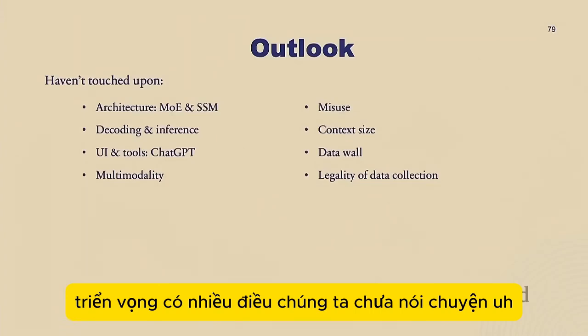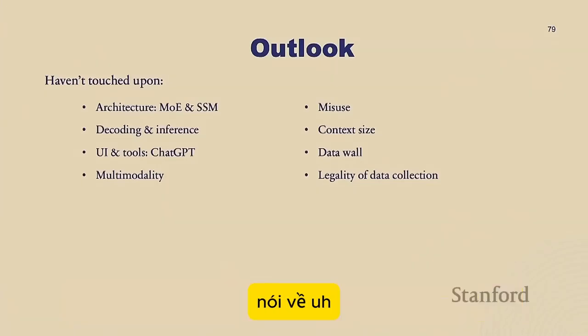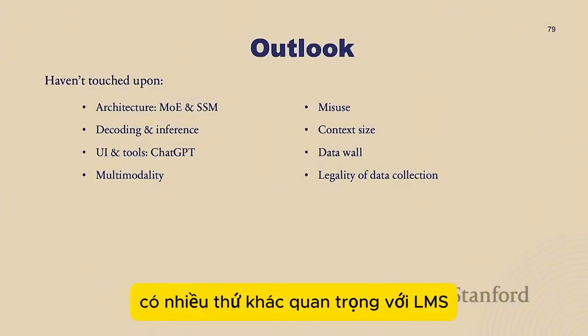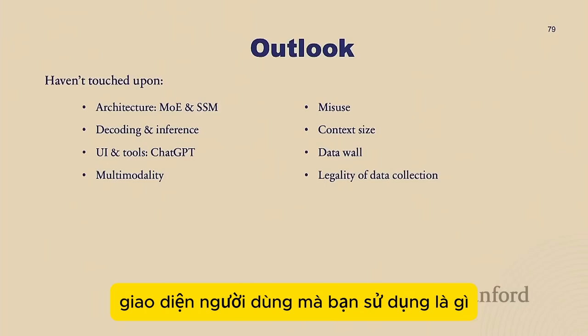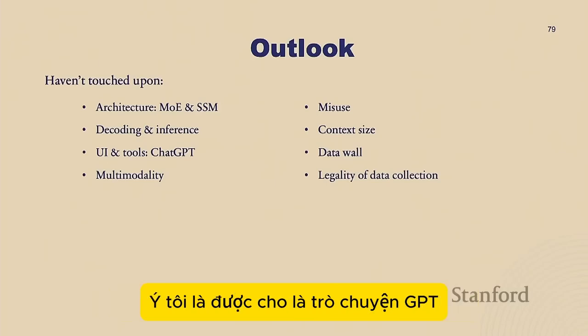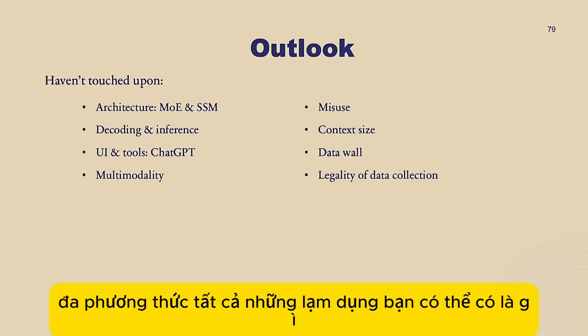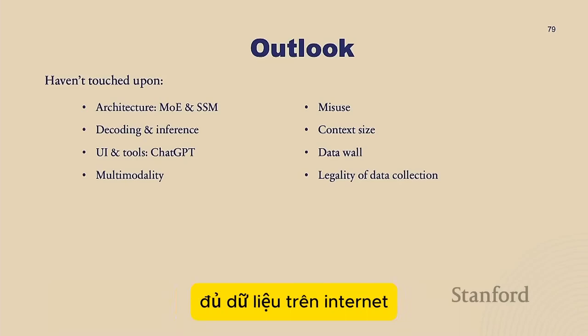Outlook. There are many things we haven't talked about. We haven't talked about architectures. We definitely haven't talked about inference. There are many other things that are important with LLMs. What is the UI that you use? Arguably, with ChatGPT, the big novelty was just having a simple UI to use it. Multimodality, what are all the misuses you could have? The fact that there might not be enough data on the internet to train all these models, legality of data collection, so many other things.